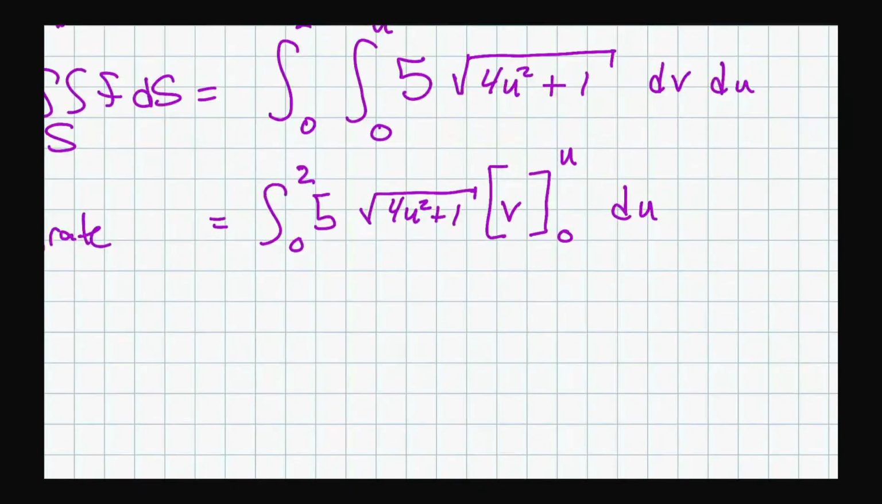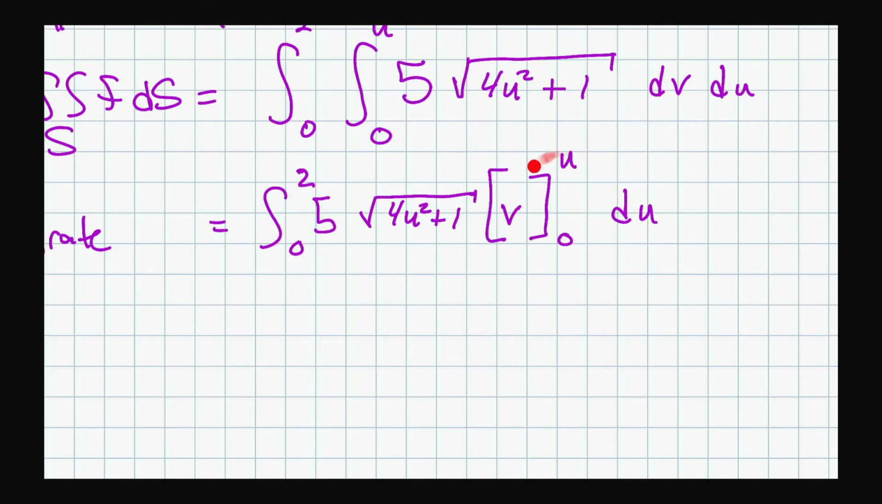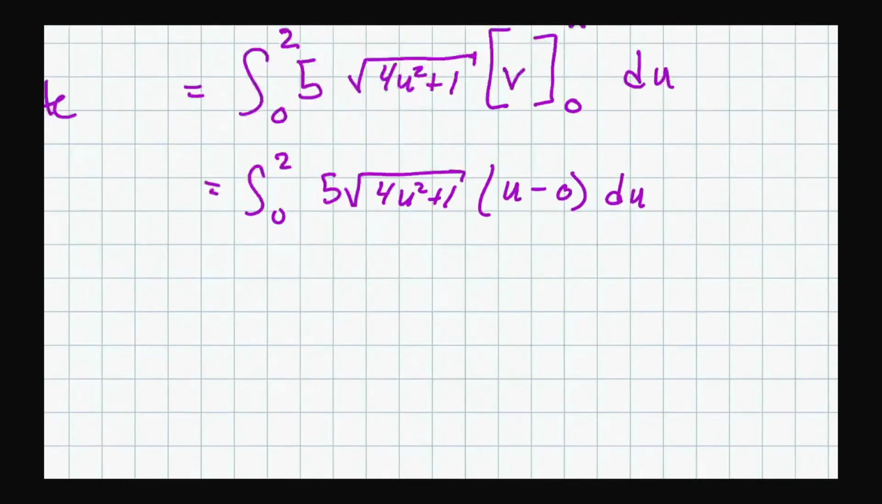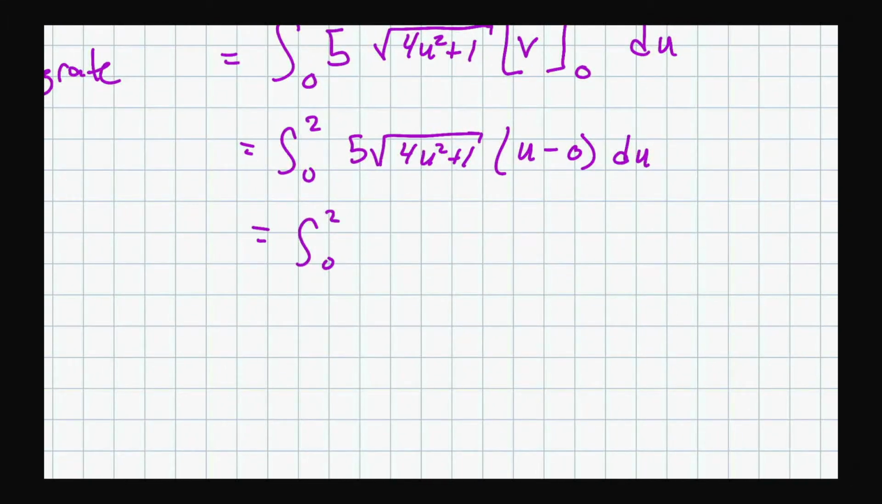So our antiderivative of dv is just v. We plug in our 0. We're going to get 5 square root 4u squared plus 1 under the radical. And then we're going to plug in u and 0 into v. We're going to have u minus 0, and then du, like that. So our integral becomes 0 to 2, 5 square root, actually, no, this is fine. 5 square root 4u squared plus 1 times u du. So we have this integral to do.